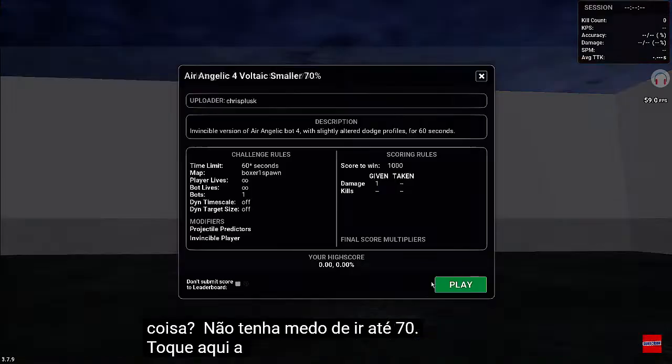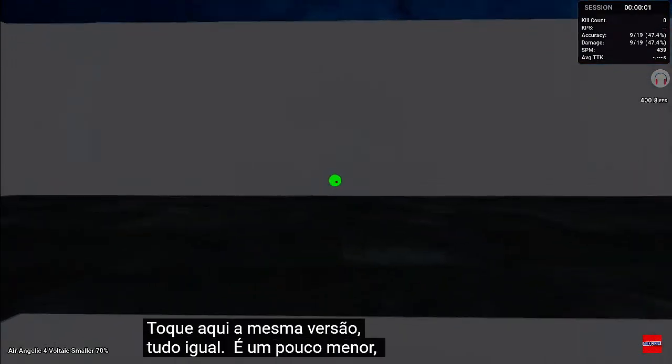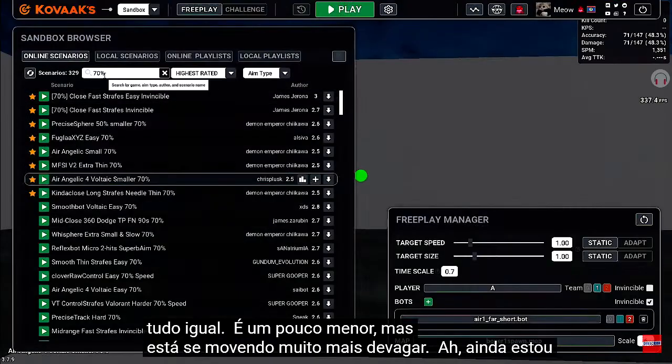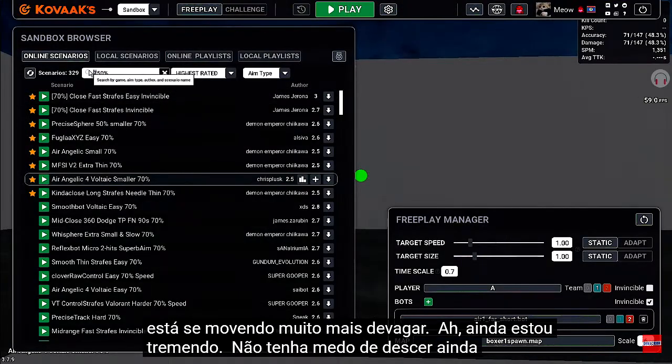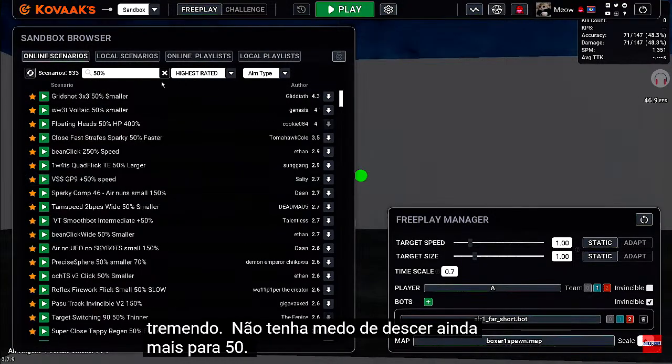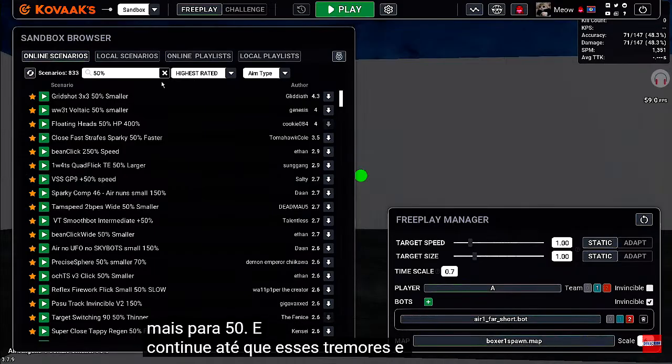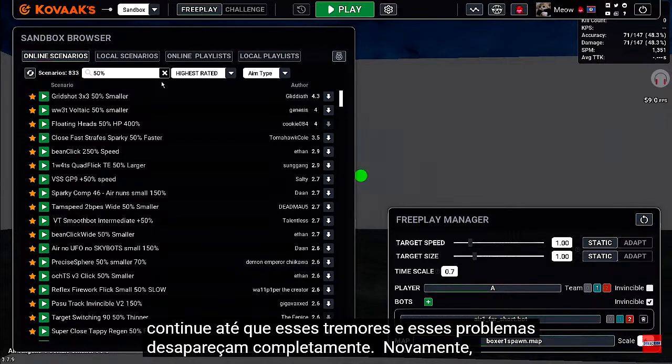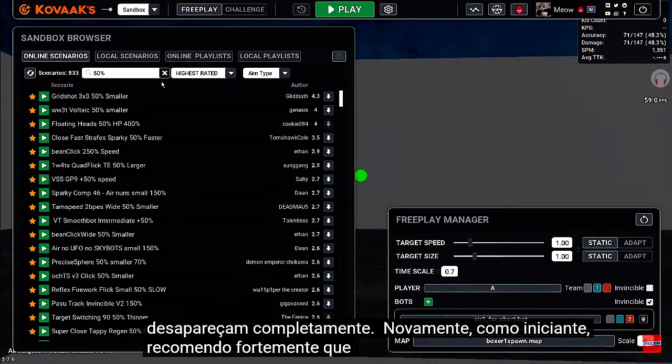Play here. Same version, same everything. It's a little smaller, but it's moving way slower. Oh, I'm still shaking. Don't be afraid to go down even more to 50 and just go on and on until these shakes, these issues are fully gone. Again, as a beginner, I strongly recommend doing this.